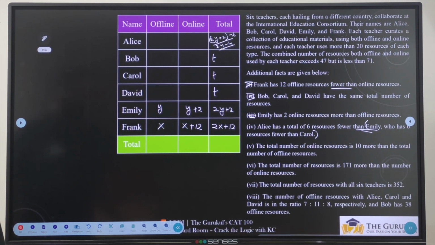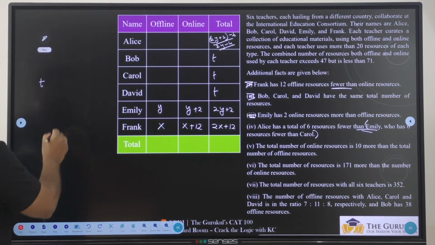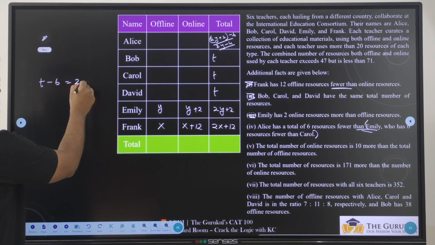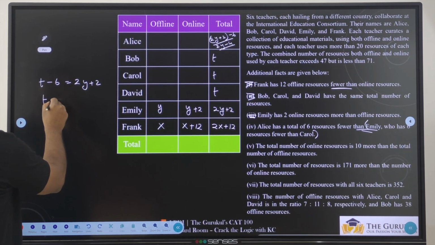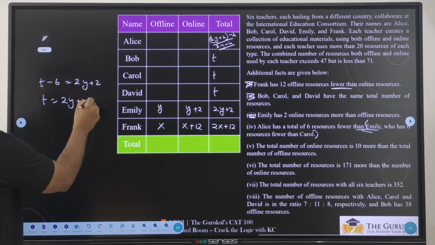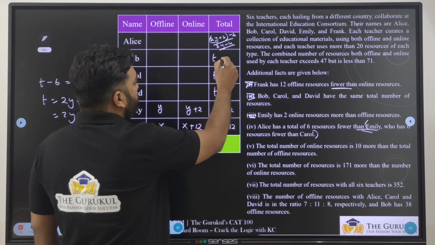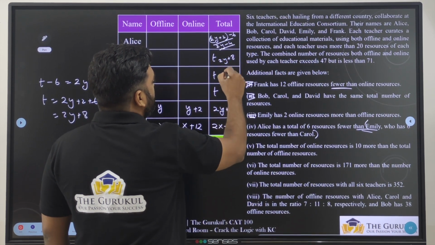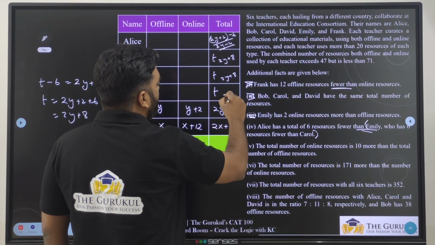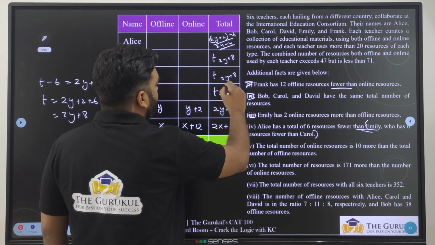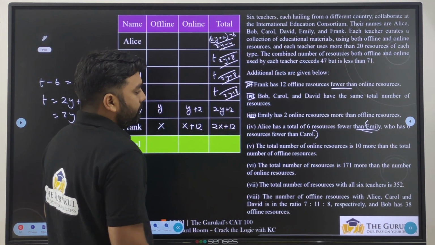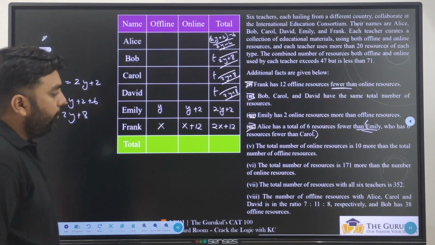How many is C having? C is having T. So T minus 6 is equal to 2y plus 2. T will be equal to 2y plus 2 plus 6, which is 2y plus 8. So this value is 2y plus 8, 2y plus 8 and 2y plus 8. This is also done. 5th statement.